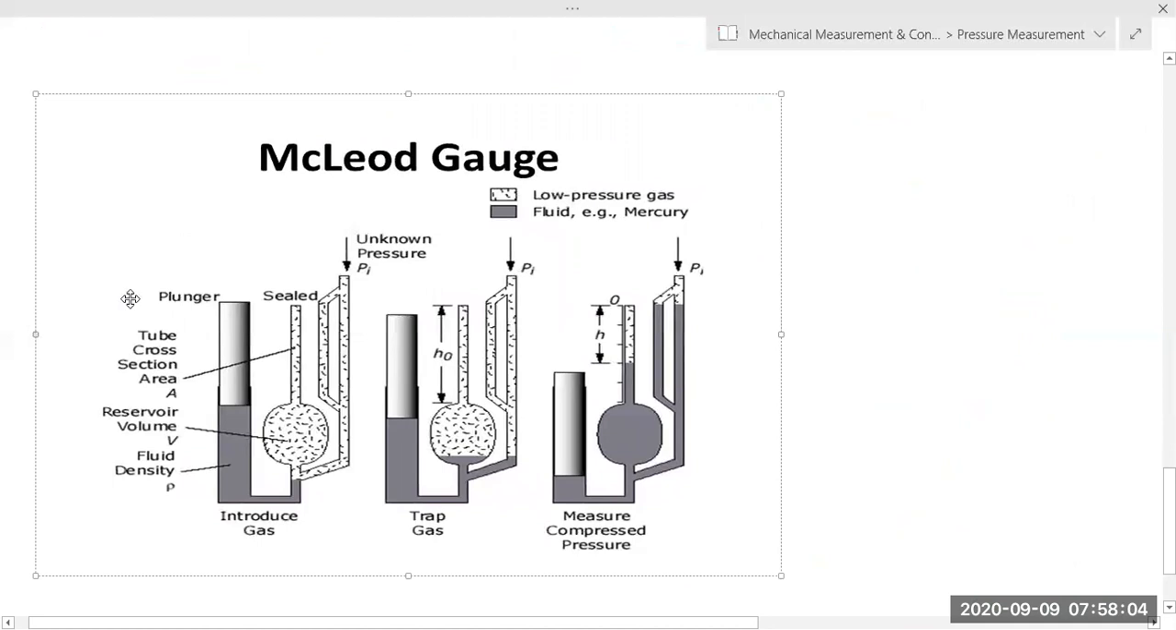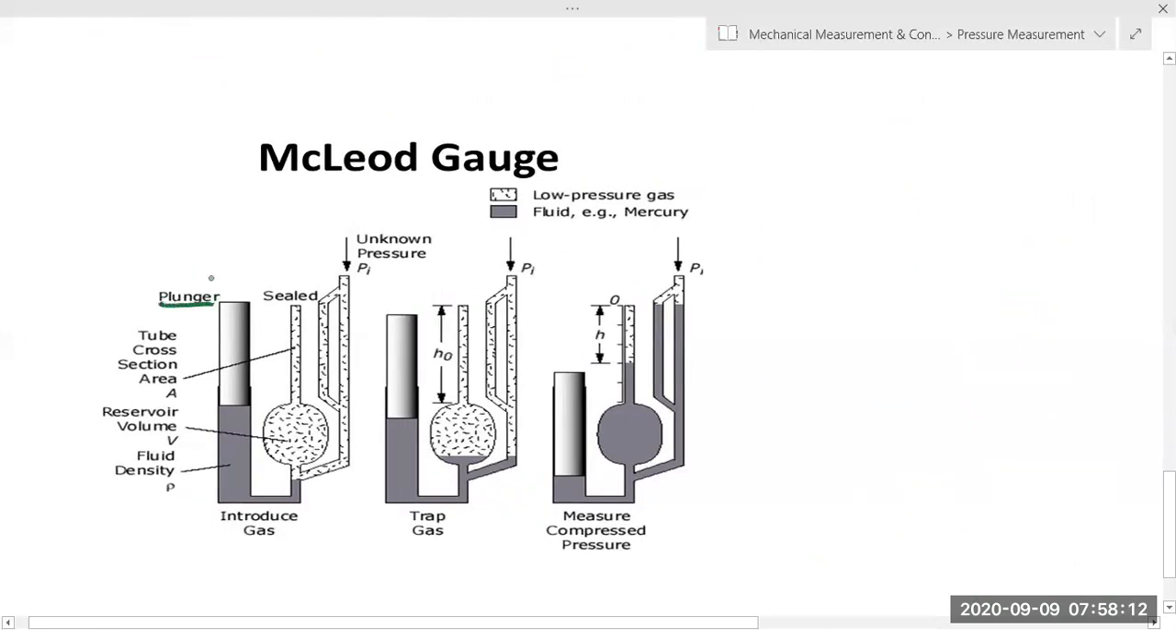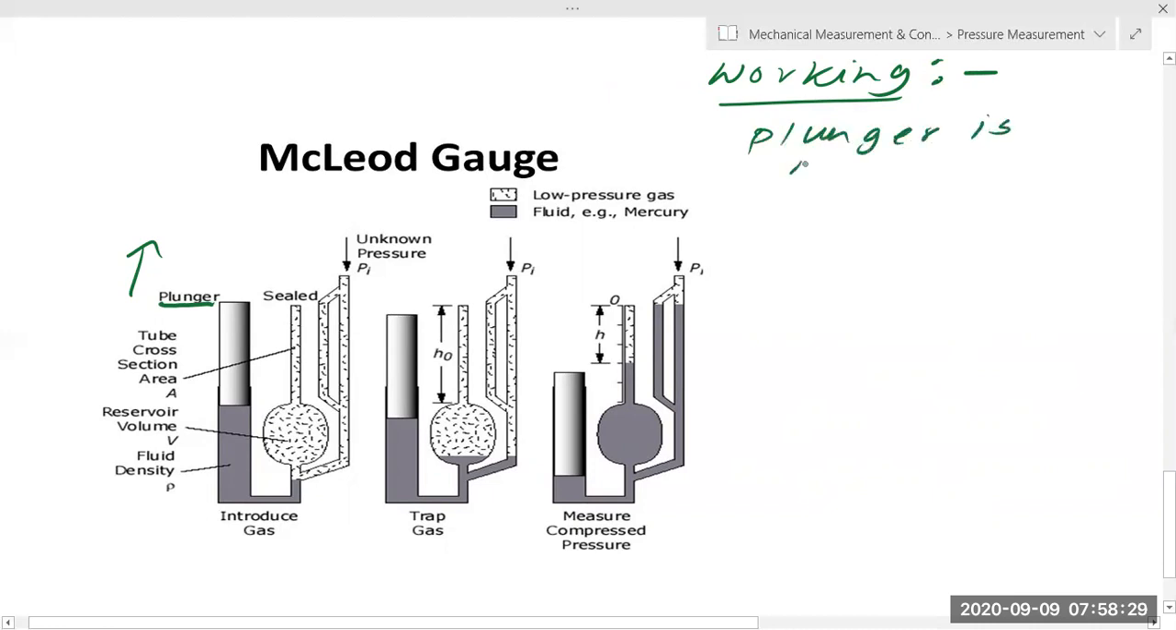Okay, now what you can see here is what will happen initially. This plunger, can you see? This plunger will be moved in the upward direction. First step. I'm just telling you the working. I'm not giving you the working principle. I'll explain the working principle afterwards. First, what you need to do, how does it work? The plunger is moved upward.